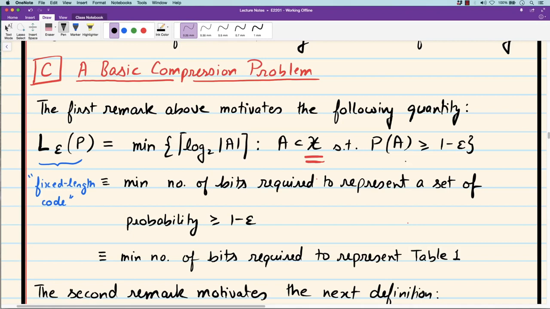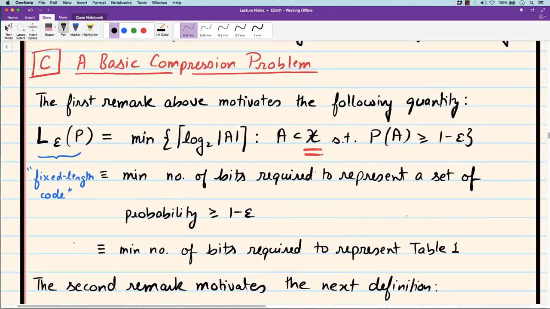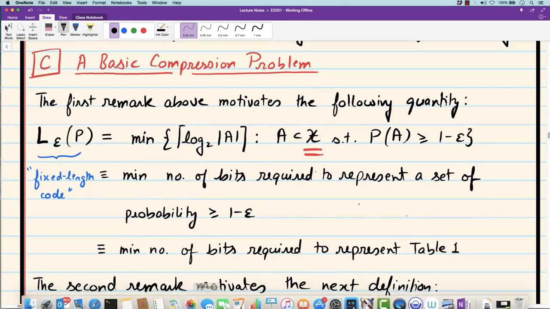And this probability is with respect to this P, the model that you have formed. We saw one example of such P earlier. You want to find the subset which has large probability with respect to P and has smallest cardinality. What's the minimum number of bits required to represent such a subset? That's a natural definition of the minimum number of bits required to represent a random variable generated from this distribution P. If you remember our table 1 example, this is actually the minimum number of bits required to represent table 1.